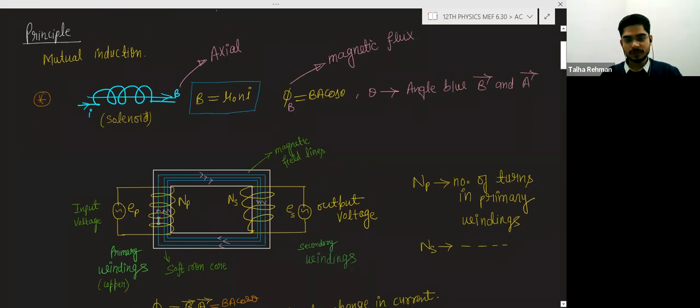So draw this. Draw two rectangles, concentric rectangles. And after that, draw the windings there, primary winding, secondary winding, and show the magnetic field lines like this.